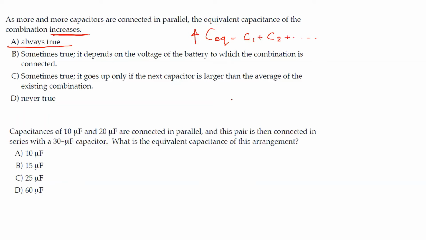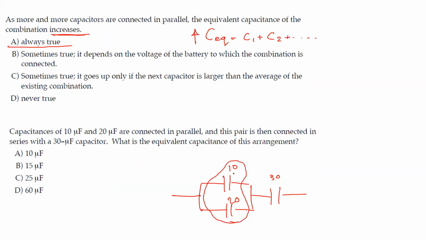In the next one, you have two parallel capacitors and one in series, right? So if I draw it, this is 10 microfarads, this is 20, and I have a 30 microfarad. They're asking us to find the equivalent capacitance. So I'll start with these two. They are parallel, right? So how to find the equivalent of parallel ones? You just add them. There is a difference between resistors and this type.